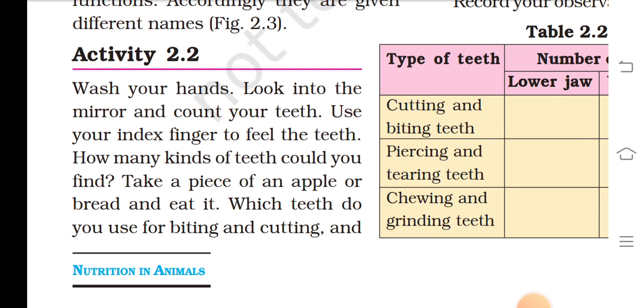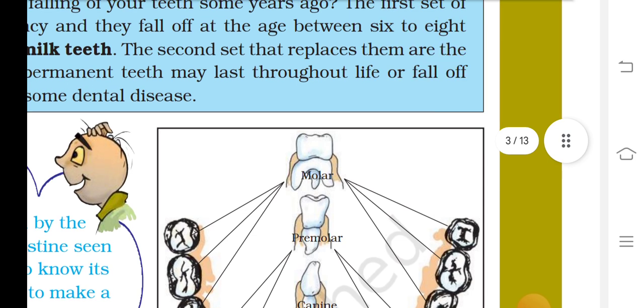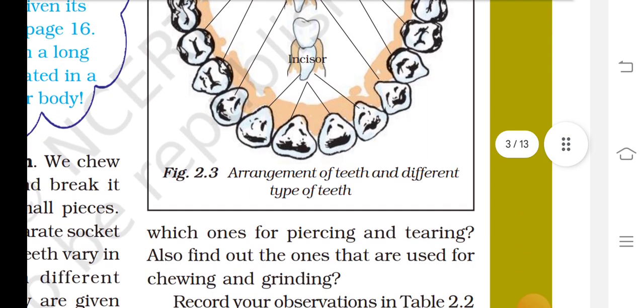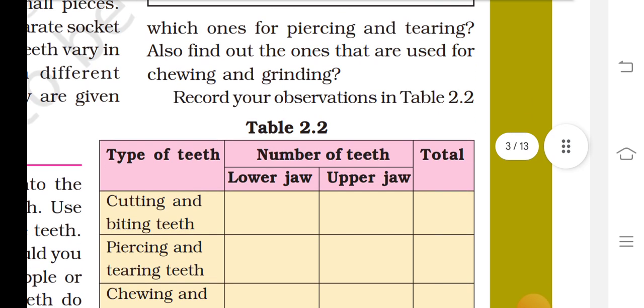Take a piece of apple or bread and eat. Which teeth do you use for biting and cutting? Molars, premolars, canines, incisors: arrangement and different types of teeth. Which ones are used for piercing and tearing? Also find the ones that are used for chewing and grinding. Record your observations in Table 2.2.